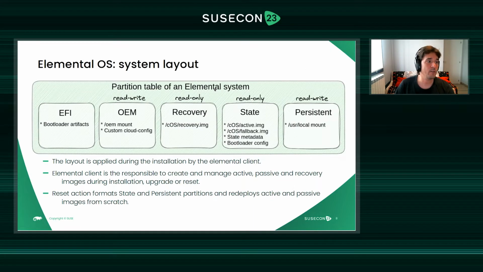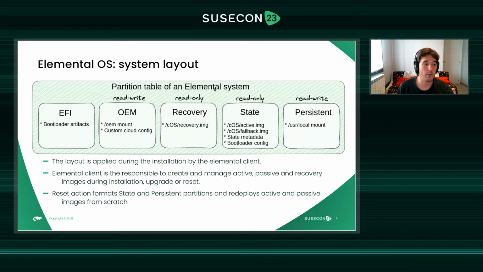So now we are going to have a look at an Elemental OS itself, how an Elemental OS looks once installed onto a disk. Here we have a diagram of the partition table of an installed system, and it is basically divided into 5 different partitions. The first partition is the EFI partition, which is just for bootloader artifacts, pretty obvious.